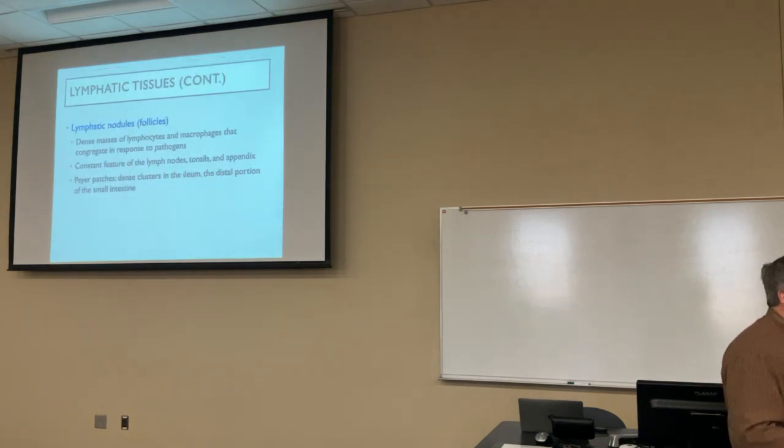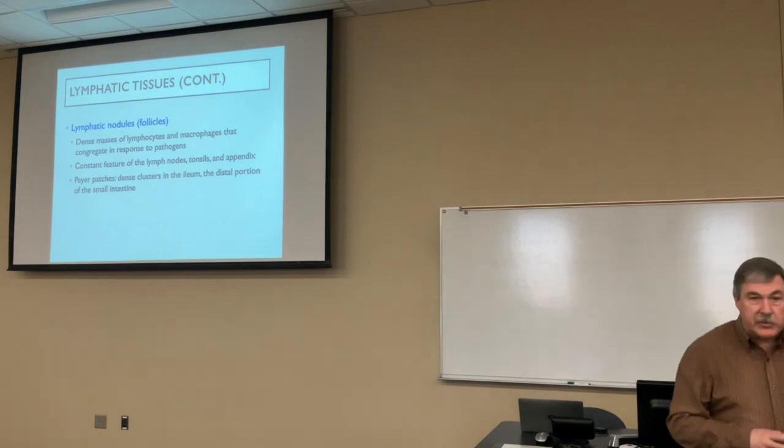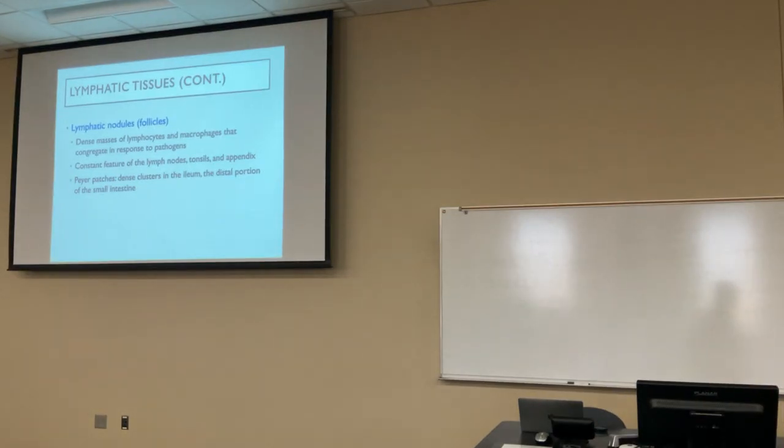Then there are also lymphatic nodules or follicles. These are different than lymph nodes. Lymph nodes are actually true lymph organs. Lymphatic nodules are denser concentrations of lymphocytes that are in the walls of other organs. And these are a constant feature within lymph nodes, which make up an entire lymph organ. They're found in tonsils and also the appendix.